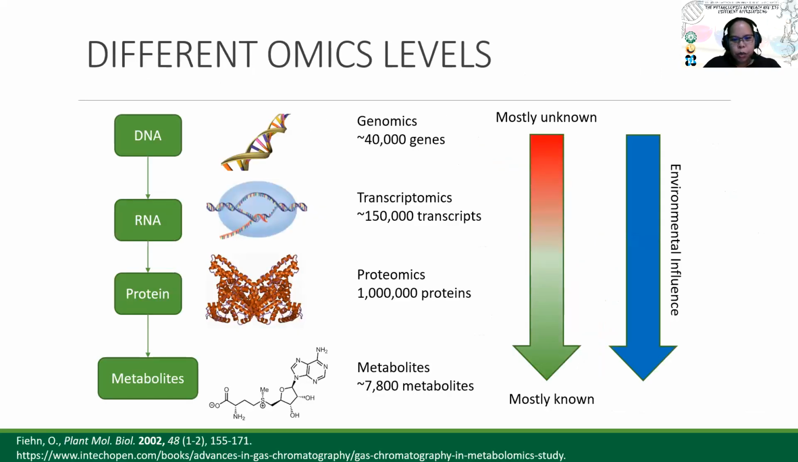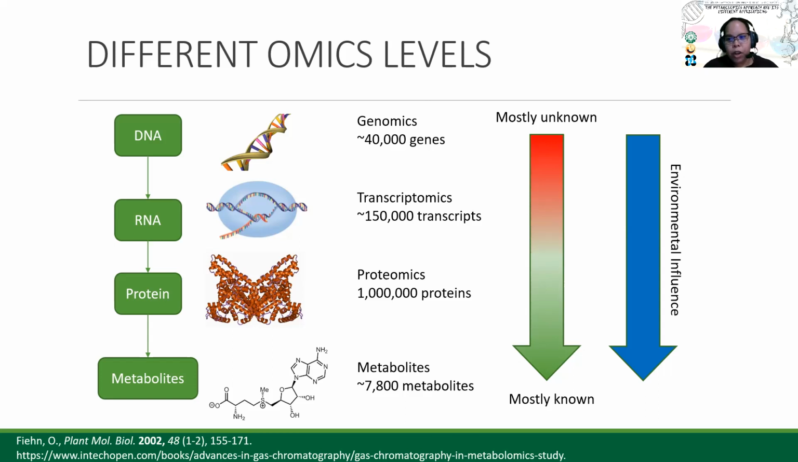So this is just to illustrate the numbers involved when we talk about the different omics levels. In genomics, you have about 40,000 genes. In the transcriptome, you are dealing with around 150,000 different transcripts. In the proteome, you have around 1 million proteins that are currently detected. And in terms of primary metabolism, you have about 7,800 metabolites.